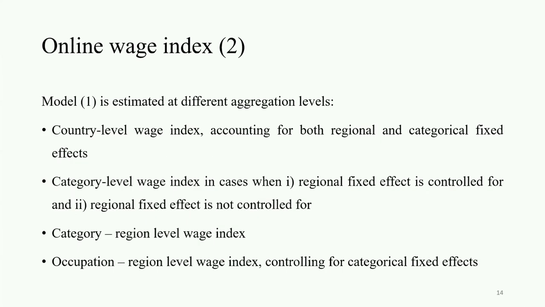And also, as I mentioned at the beginning, we try to examine the existence of the Phillips curve using different levels of disaggregation. So in that sense, we also estimate this model at different levels of aggregation. We obtain wage index at the country level, at the category-region level, as well as the occupation and region level. All of these will be used in the examination of the Phillips curve later.